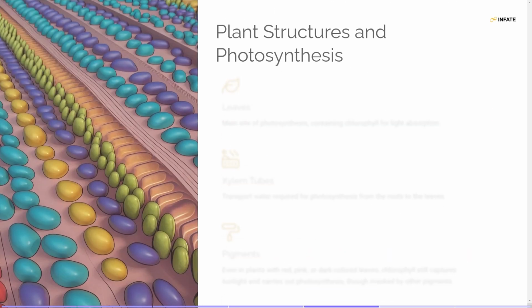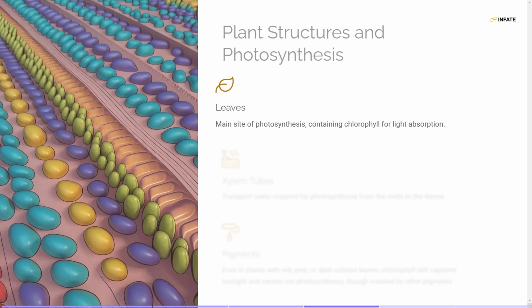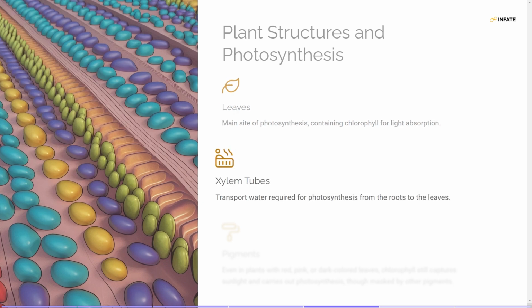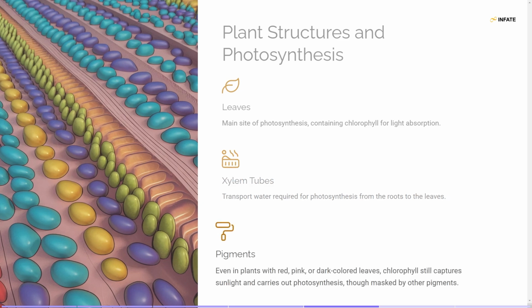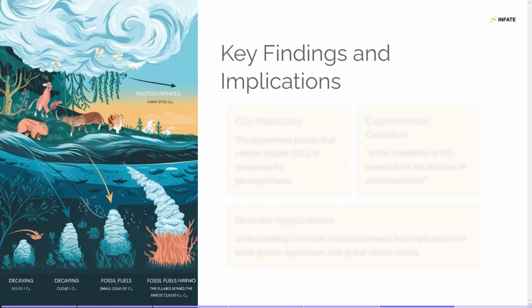Slide 5. Plant structures and photosynthesis. Leaves. Leaves are the main site of photosynthesis. They contain chlorophyll, which absorbs light energy necessary for the process. Xylem tubes. Xylem tubes transport water from the roots to the leaves, providing an essential resource for photosynthesis. Pigments. Chlorophyll drives photosynthesis even in plants with red, pink, or dark-colored leaves. In these cases, chlorophyll is present but masked by other pigments.